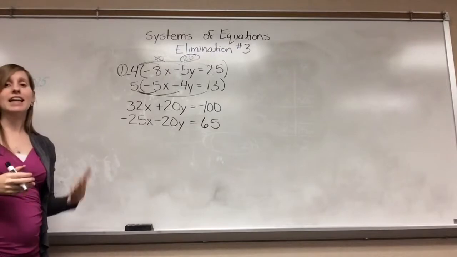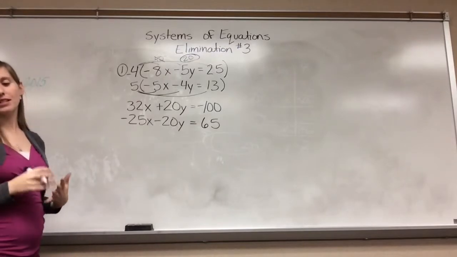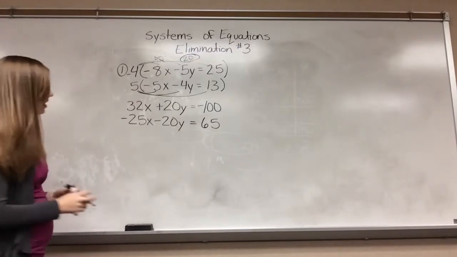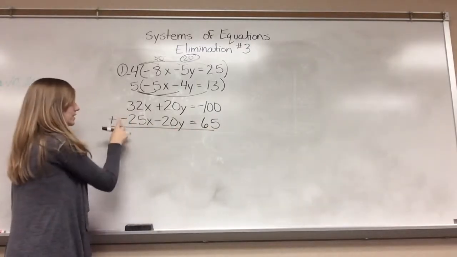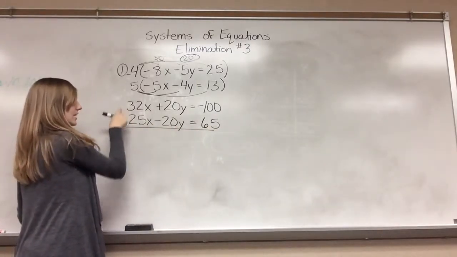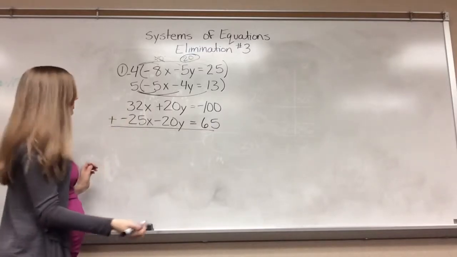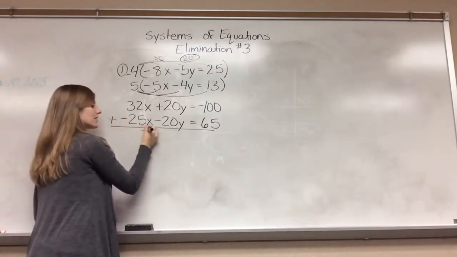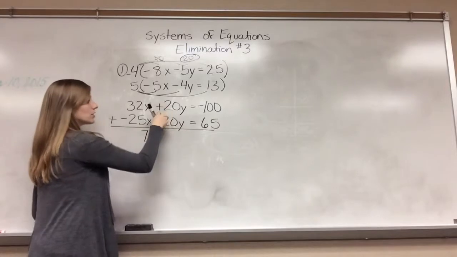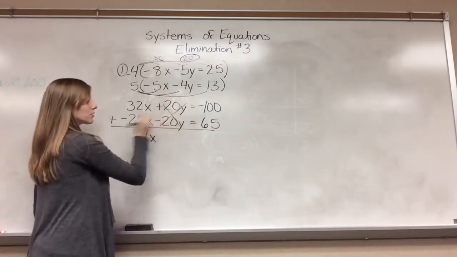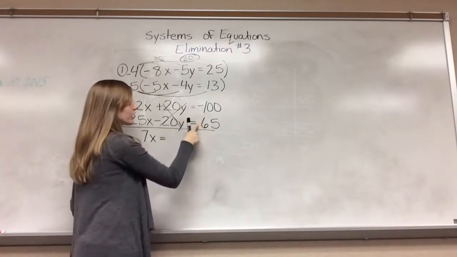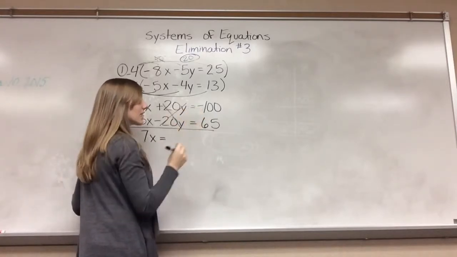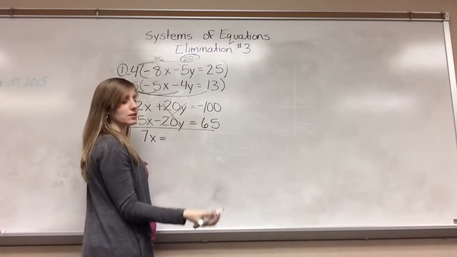From here, I can add the equations now because something is going to cancel. So if I add these together, 32x and negative 25x, the signs are different, so I will subtract those. 32 minus 25 is 7x. The 20y's cancel out, those are gone. Equals negative 100 and positive 65. The signs are different, so I will have to subtract.